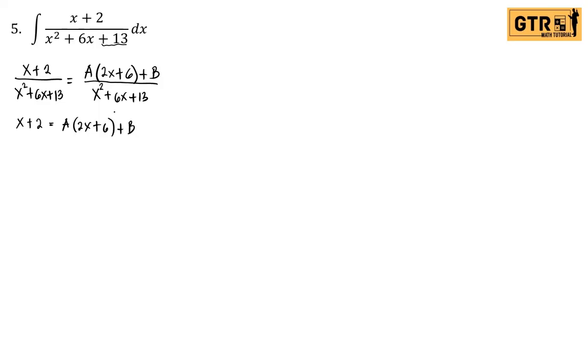So now equate the coefficients. So equating the coefficients, we have x and the constant. So for the coefficient of x, we have 2A, and then we don't have x in this part for B, and that is equal to the coefficient of x, which is 1. So therefore 2A equals 1. Solving for A, divide both sides by 2. Therefore the value of A is equal to 1/2.